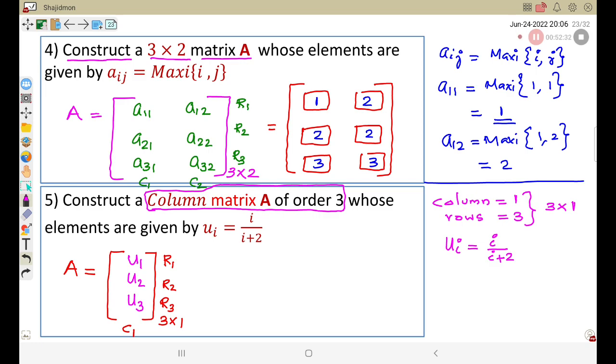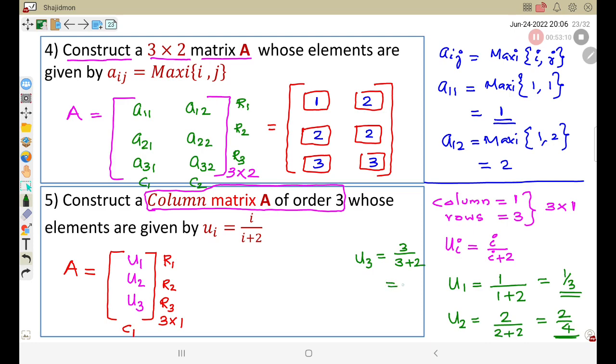Okay, so first we need to calculate u1. Just put in ui, where i is 1. So 1 divided by 1 plus 2, you can check, 1 over 3. Same way, u2 means i is 2. So 2 divided by 2 plus 2, i divided by i plus 2, so 2 divided by 4, correct? You can write 1 over 2 also. Same for u3, where i is 3. So 3 divided by 3 plus 2, so 3 divided by 5 here.